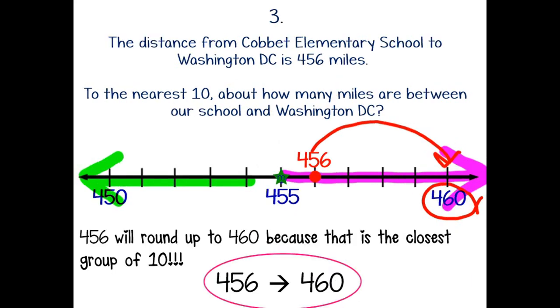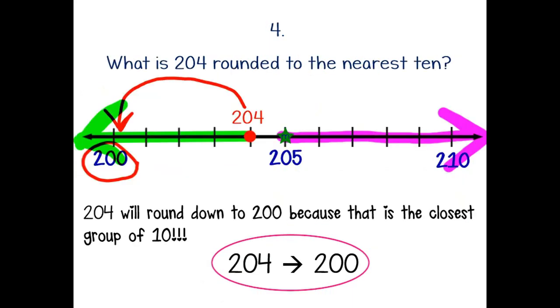Number 3, 456 will round up to 460 because that is the closest group of 10. And number 4, 204 will round down to 200 because that is the closest group of 10.